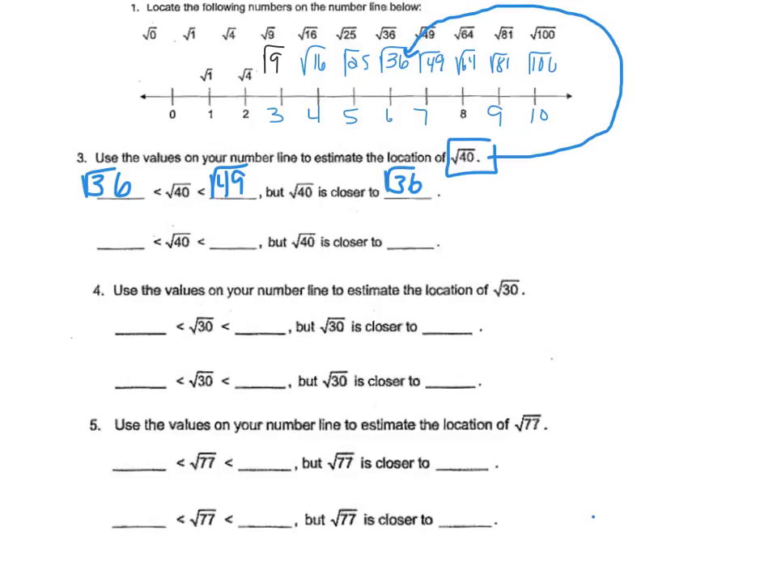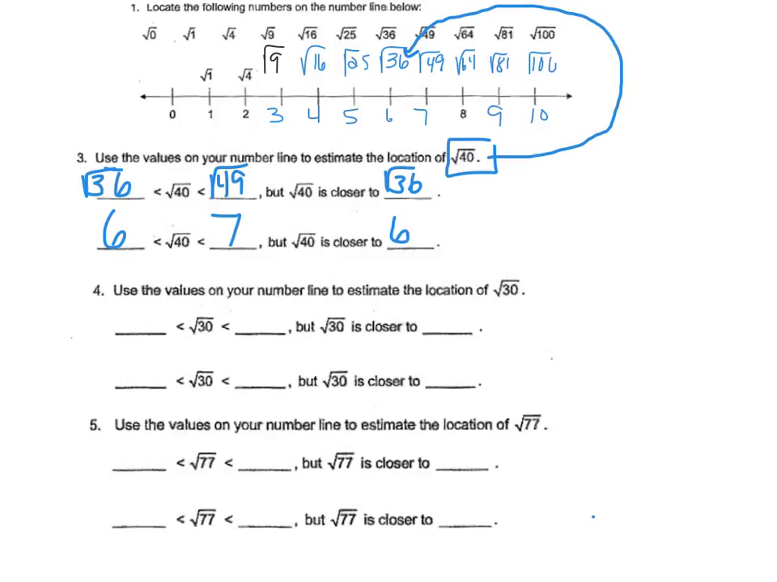Now simplifying, we're going to come down here, square root of 36. Stuart, what's the square root of 36? 6. 6 is less than the square root of 40, is less than the square root of 49. Ava, what's the square root of 49? 7. Thank you. All right, but the square root of 40 is closer to the square root of 36, which is 6. All right, so the square root of 40 is between 6 and 7, but closer to 6.